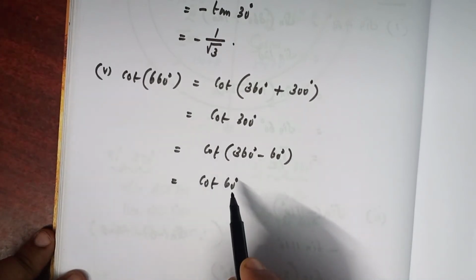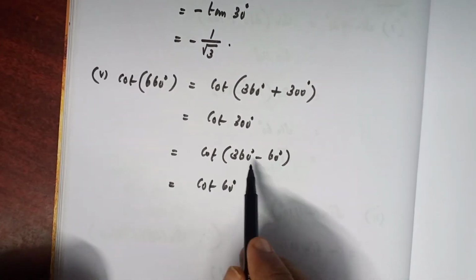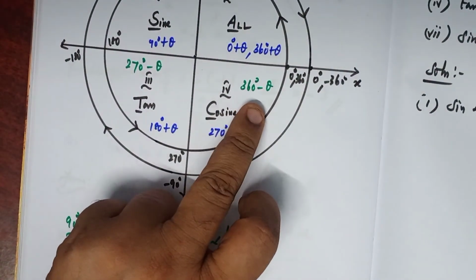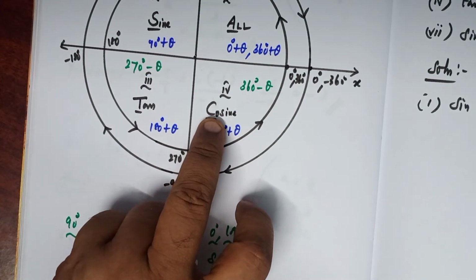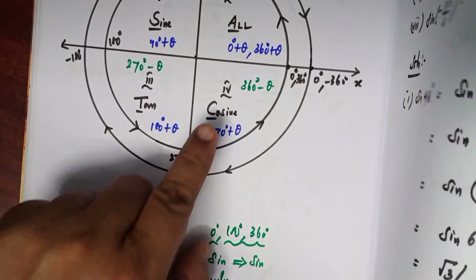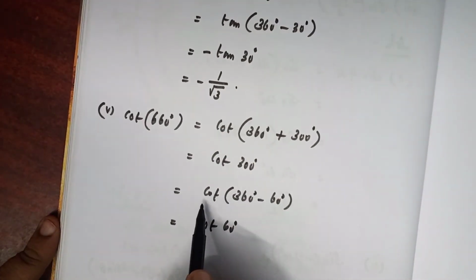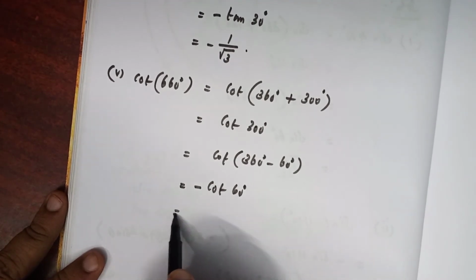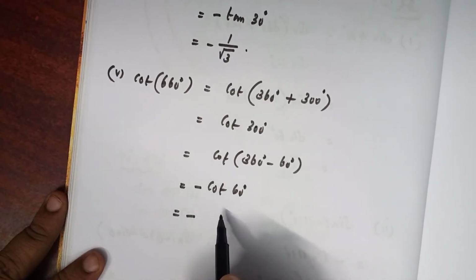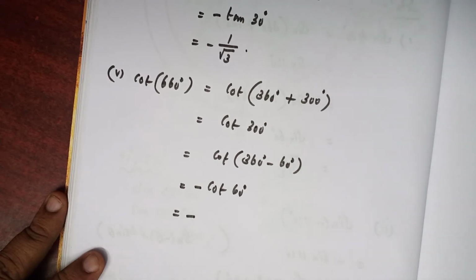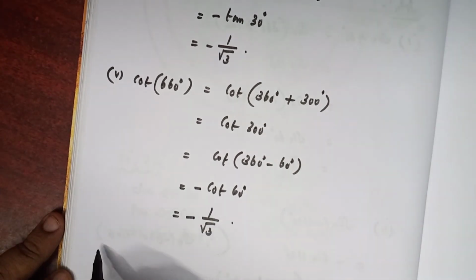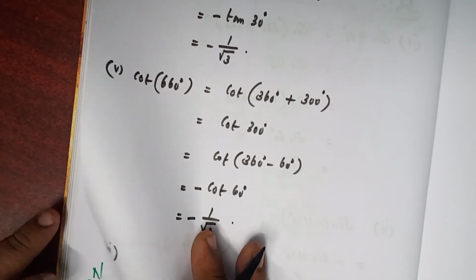60 degrees. Now 360 minus, look at that, 360 minus lies in which quadrant? That is in the fourth quadrant. In the fourth quadrant, cos and secant only are positive. What is here outside the bracket? Cot. It is negative. So introduce a minus sign here. That is equal to minus cot 60, whose value is 1 by root 3.